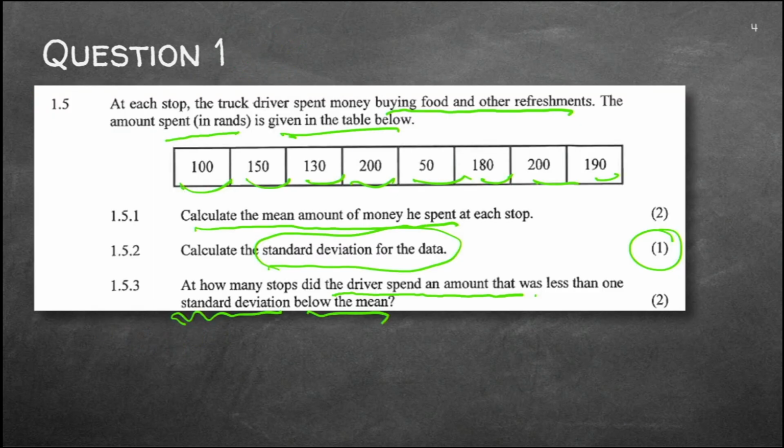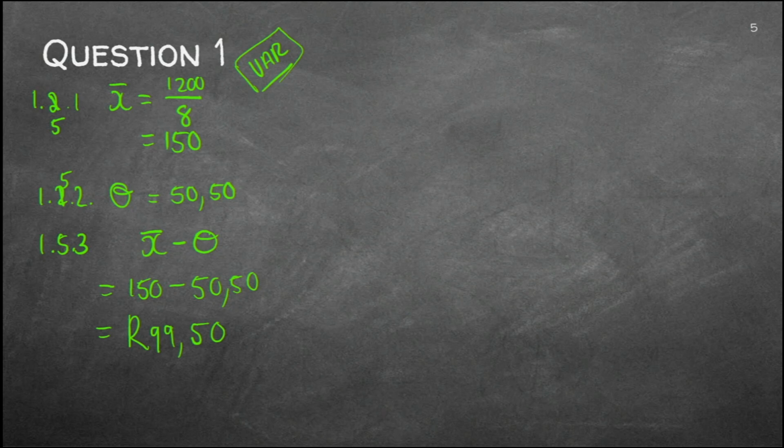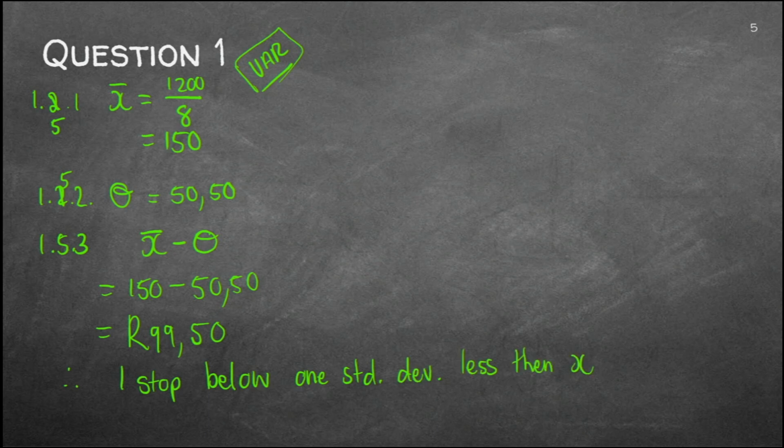Let's look at the data. So this is above, above, above, above, below, above, above, above. So there's only 1 stop where he spent below that limit. So make sure I answer them completely and say, therefore, 1 stop below 1 standard deviation less than the mean. And that's the answer.